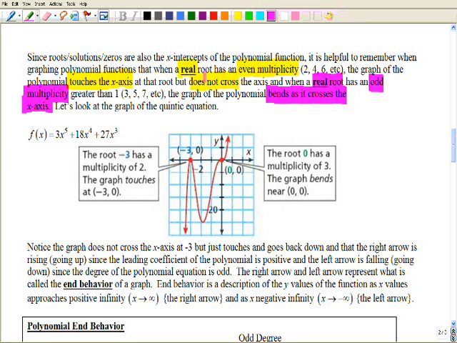So if it is a real root and it has an even multiplicity, it will touch the x-axis, but it won't cross. It'll bounce off of it. But when a real root has an odd multiplicity greater than 1, it will bend as it goes through the x-axis. So let's look at the graph of the quintic equation we were just looking at a moment ago. So you have f of x equals 3x to the 5th plus 18x to the 4th plus 27x cubed.